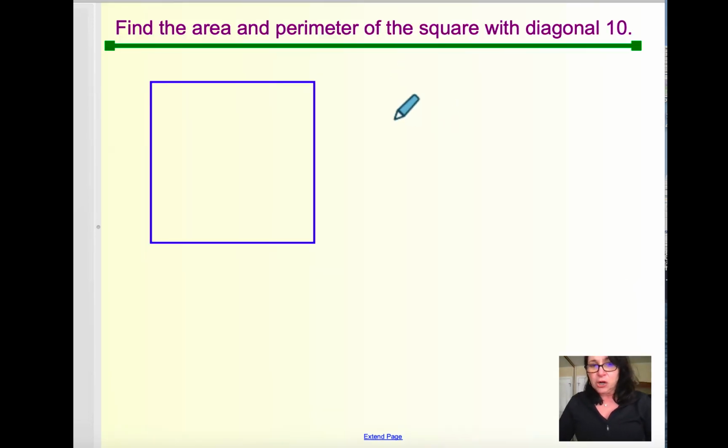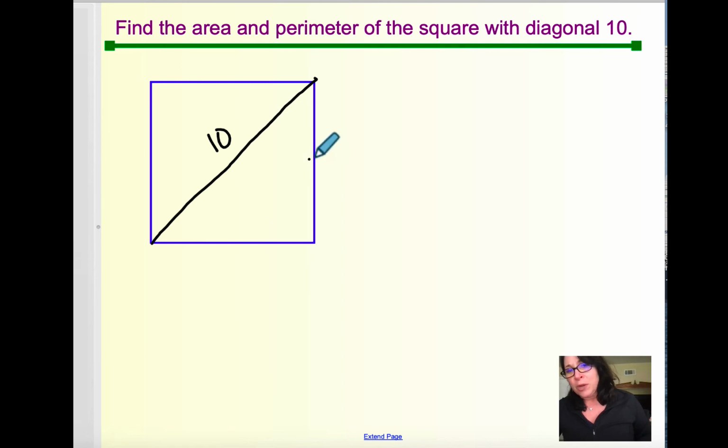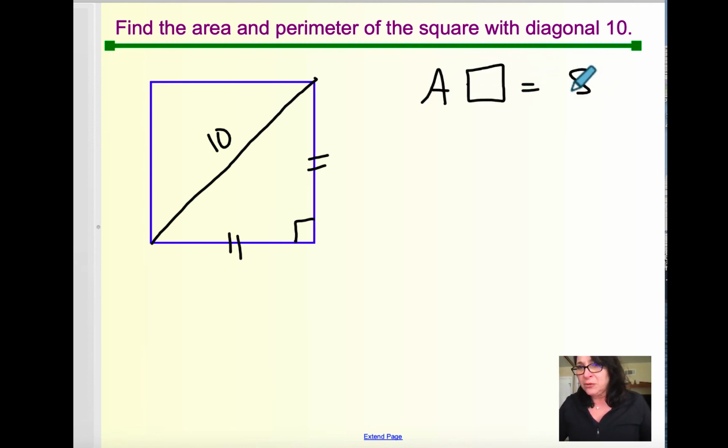For this problem here, I'm going to find the area and perimeter of this square with a diagonal length of 10. So I know that this length here is 10. We also know that these two sides, whatever they are, the length are equal. To find the area of a square, you're going to find that side value, and you're going to square that. And the perimeter is just 4 times that value. So in order to find the length of one side, you have options. You can use the shortcut, or you can use your formula for the Pythagorean theorem.